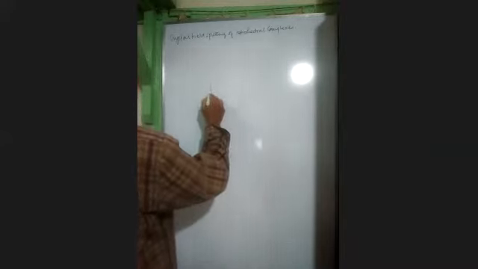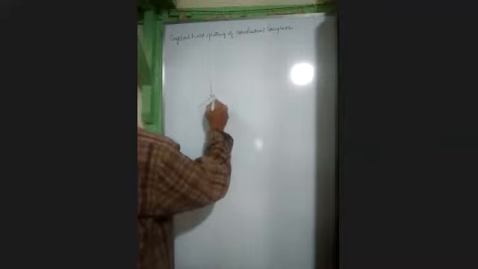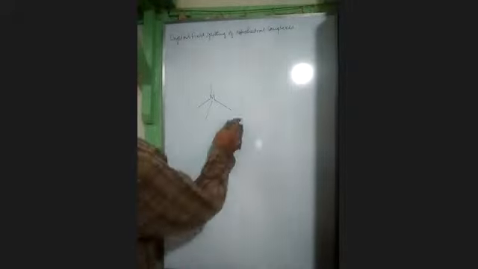See, don't write. Generally, tetrahedral we write like this. This is the tetrahedral we write. But actually, a tetrahedral compound can also be shown like this. See here.